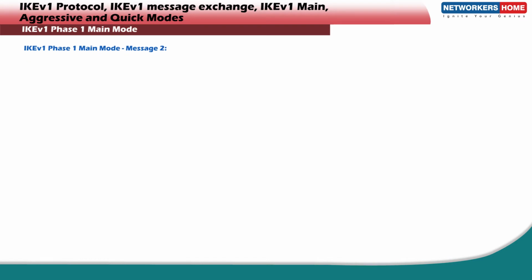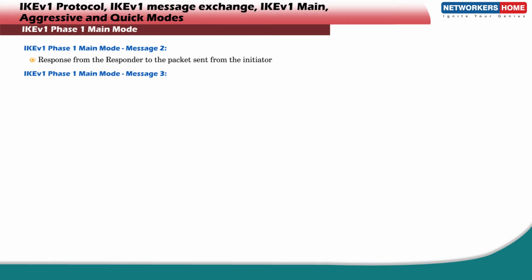IKEv1 Phase 1 main mode message 2. IKEv1 main mode message 2 is the response from the responder to the packet sent from the initiator. The purpose of message 2 is to inform the initiator of the SA attributes agreed upon. Most of the fields are the same as in the packet sent by the initiator. Only one proposal payload and transform payload is there in message 2, which is the agreed proposal and transform payload. Also, note that both the cookie values are filled.